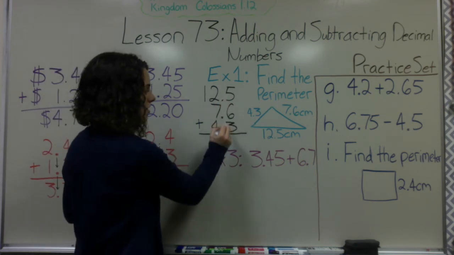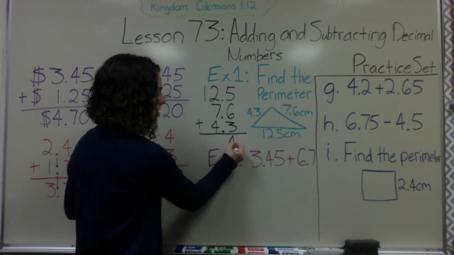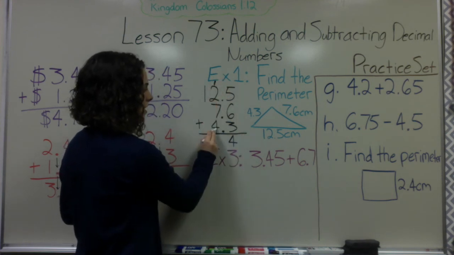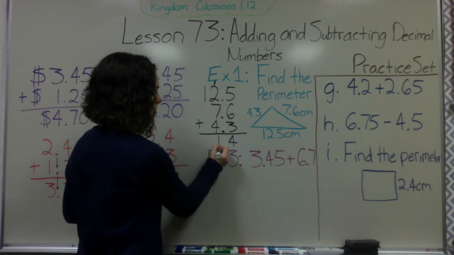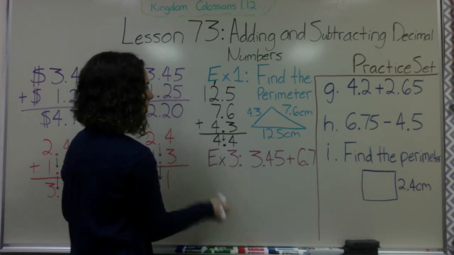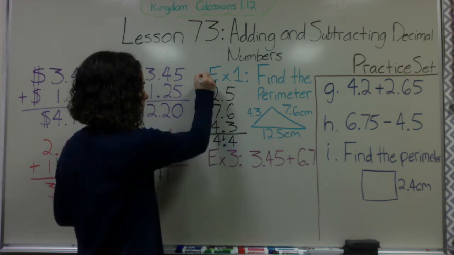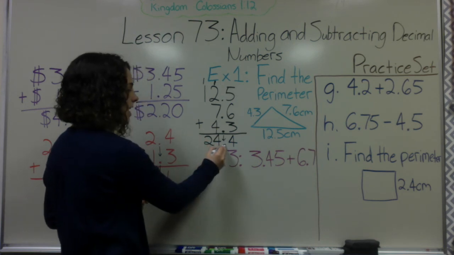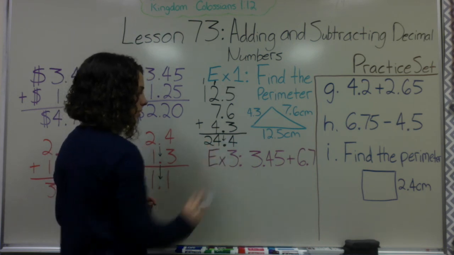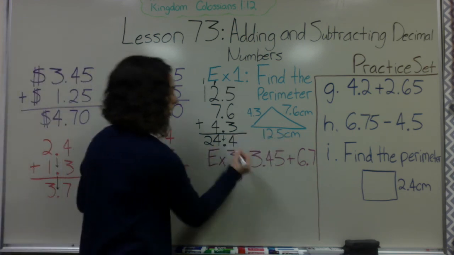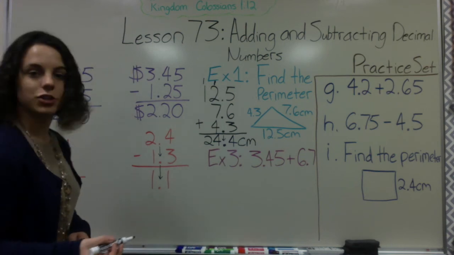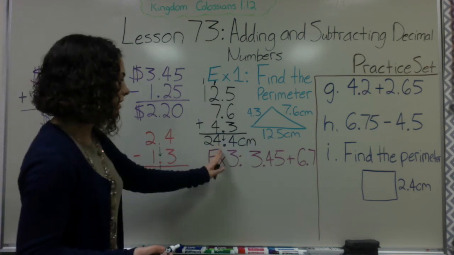5 plus 6 is 11. 11 plus 3 is 14. Carry my 1. 1 plus 2 is 3. 3 plus 4 is 7. And 7 plus 7 is 14. Carry down my decimal point. It goes straight down. And then carry the 1. 1 plus 1 is 2. So 24 which is my decimal point, 4/10. And I'm labeling in centimeters. So that is the perimeter of the triangle. So vertically align your decimal point.